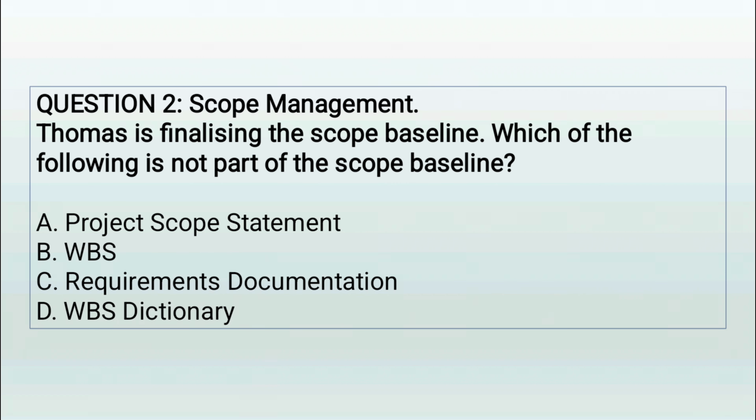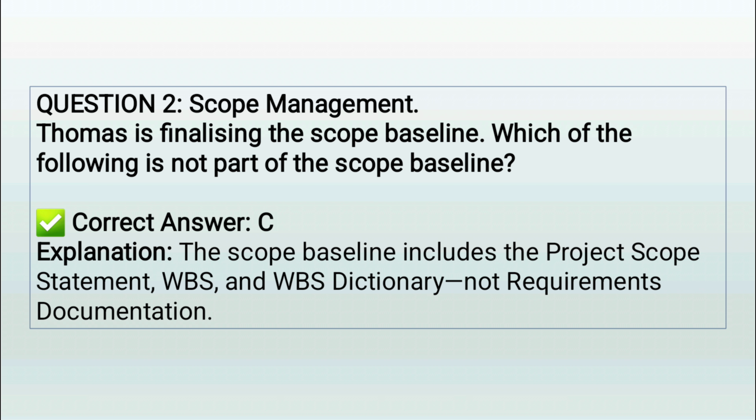Question 2. Thomas is finalizing the scope baseline. Which of the following is not part of the scope baseline? A. Project Scope Statement. B. WBS. C. Requirements Documentation. D. WBS Dictionary. Correct answer: C. See explanation. The scope baseline includes the project scope statement, WBS, and WBS dictionary, not requirements documentation.